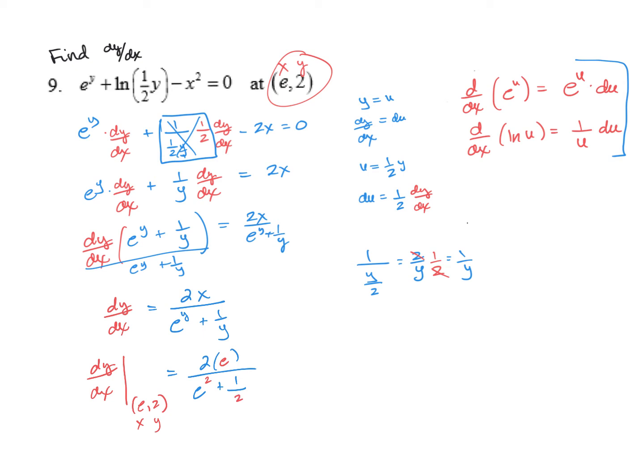So this probably does need to be simplified a little bit because it can look a little nicer. So we're just going to use a giant 1 again, and that giant 1 is going to be 2 over 2, just so it doesn't look so gross. Now you really don't have to simplify this, but it's nicer if it's simplified. And so you get 4e on the top, and on the bottom you get 2e squared, and then plus 1. And that's it for that problem.